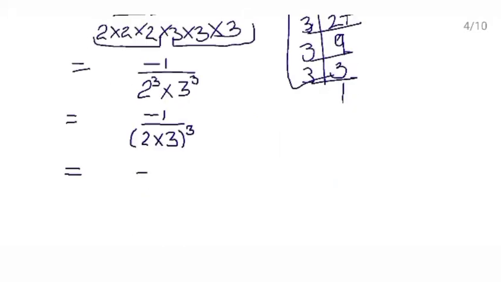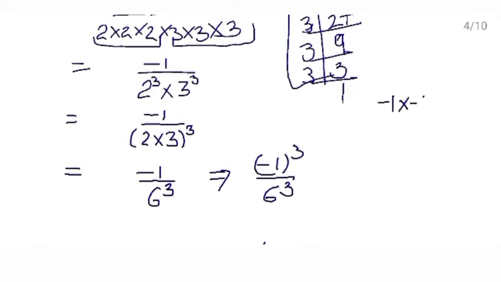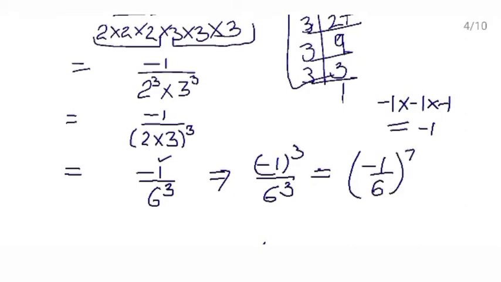Solve it now. Minus 1 upon 2 3s are 6 raised to the power 3. And this can also be written as minus 1 raised to the power 3, 6 raised to the power 3. Why? Because minus 1 multiply minus 1 multiply minus 1 is also equals to minus 1. So minus 1 we wrote as minus 1 raised to the power 3. Numerator and denominator both have same power. So this can be written as minus 1 upon 6 raised to the power 3. This is your final answer.